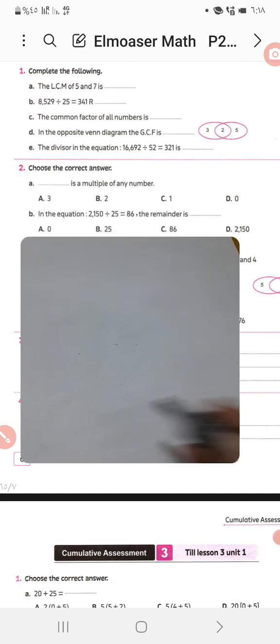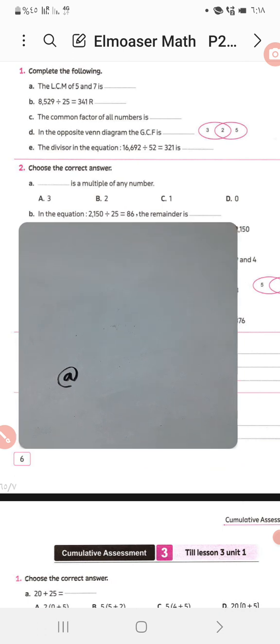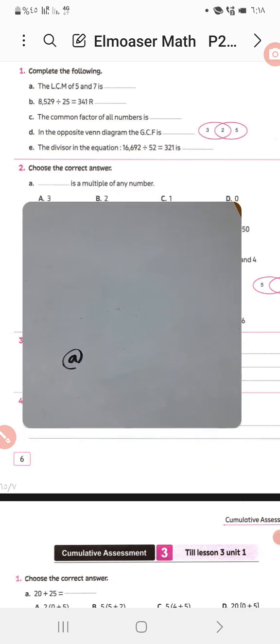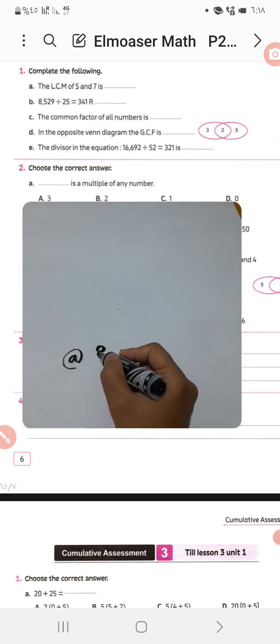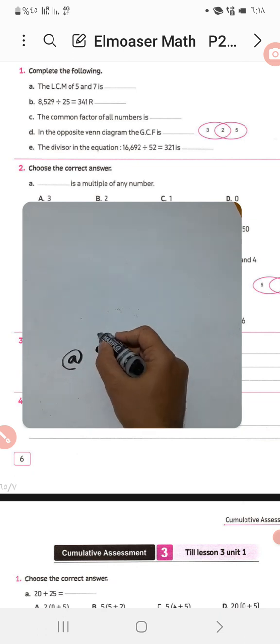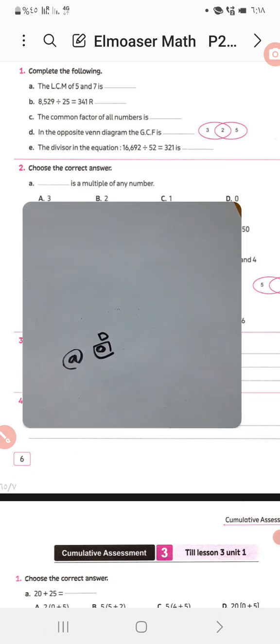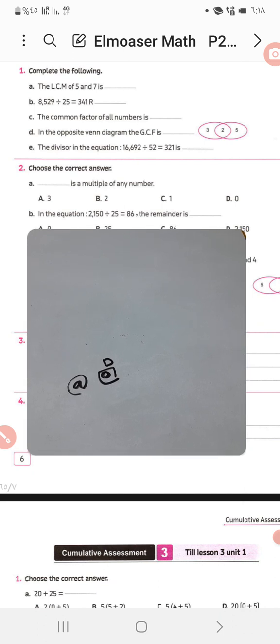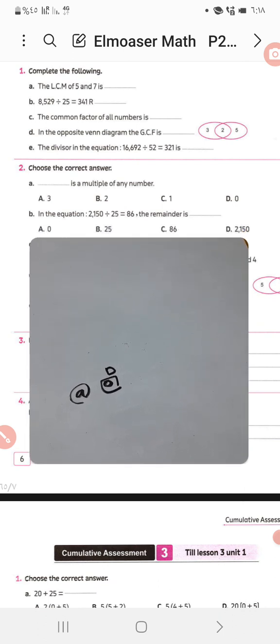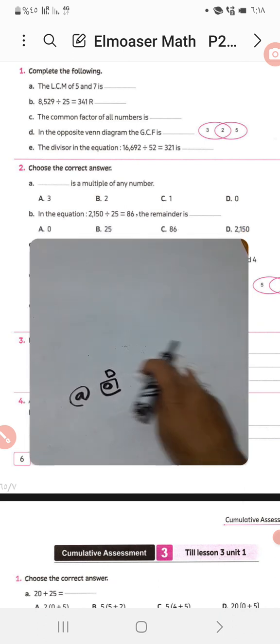Question number 2, choose the correct answer. Letter A, blank is a multiple of all numbers. A multiple of all numbers will be 0. So for letter A, you must choose letter D. Okay? Choose letter D.